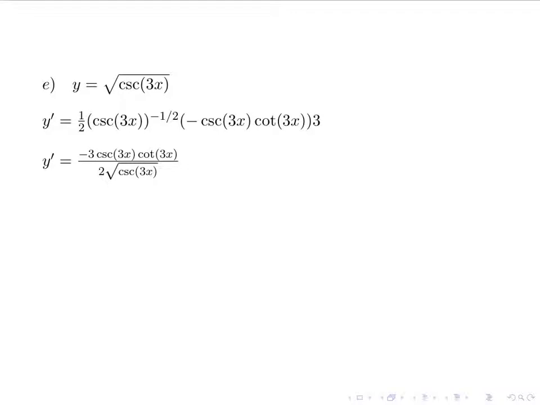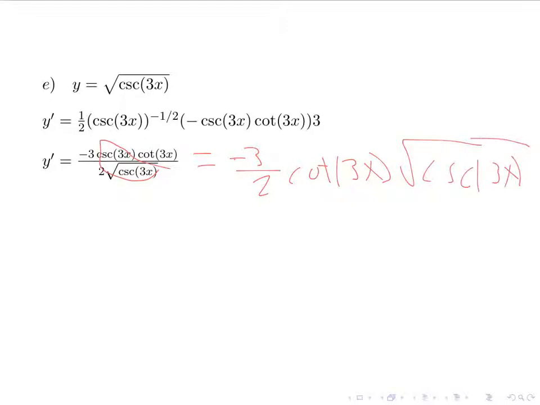I could simplify this further if I wanted, and the fact that cosecant of 3x divided by the square root of cosecant of 3x is just the square root of cosecant of 3x. So I could actually go further and say this is negative 3/2 cotangent of 3x times the square root of cosecant of 3x. So I could actually even go further than what I had there. But either one's fine. If you don't recognize the fact that I've got a function divided by the square root of itself, that's fine.